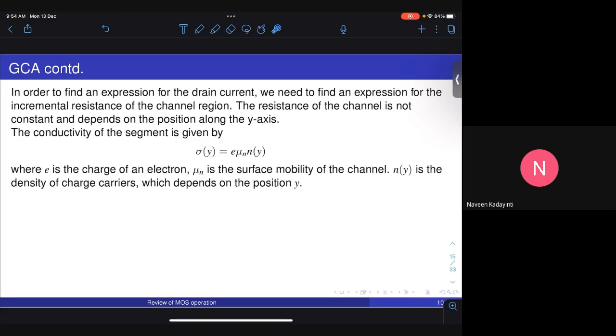It is given by the charge of the electron e, the mobility of the n-type carriers, which is represented as mu n, and n of y, where n of y is the density of charge carriers, which again depends on the position y. Okay. So we assume that the mobility is constant, and the charge of an electron is of course a fundamental constant.